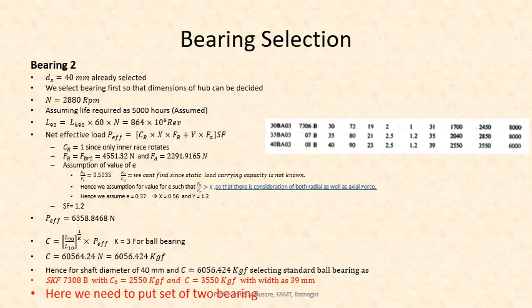Now bearing selection for set number 2. DS is equal to 40, similar assumption, RPM similar assumption for the life required. Okay, only the change is here, FR is equal to FBR2, which is nothing but 4551.32, and there is an axial load of 2291.9165 newtons. Now if you calculate the value of FA by FR, that comes out to be 0.5035.